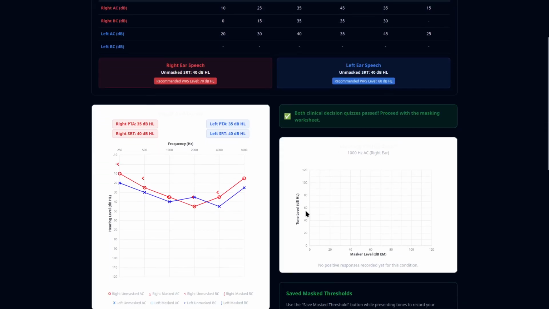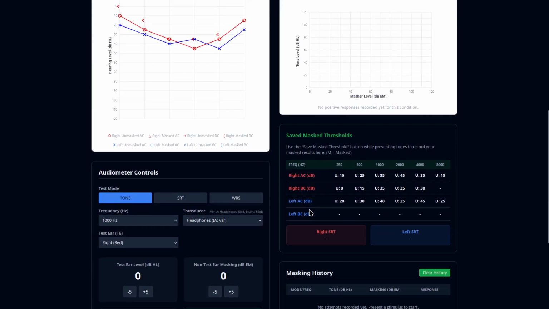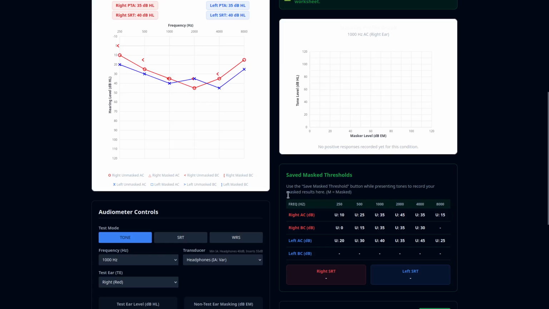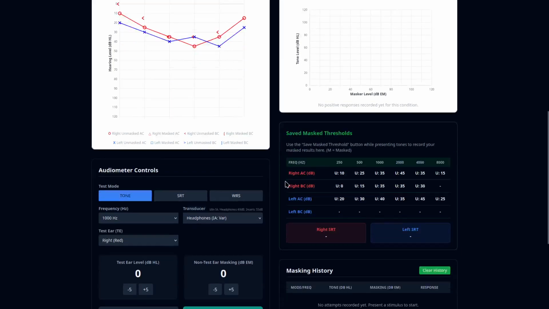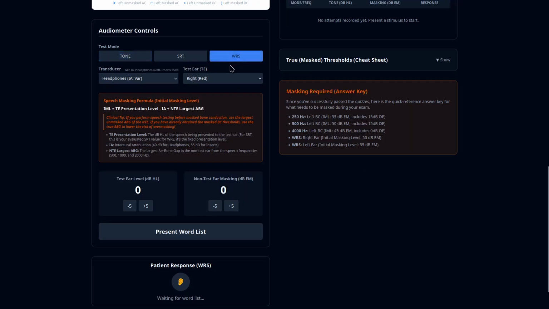So now the next step is going to be WordRec masking, because we don't have any air conduction pure tone masking to do. We don't have any SRT masking to do. We just have bone conduction masking and WordRec masking. So we'll start with WordRec masking. Moving to WordRec here, headphones, right ear.